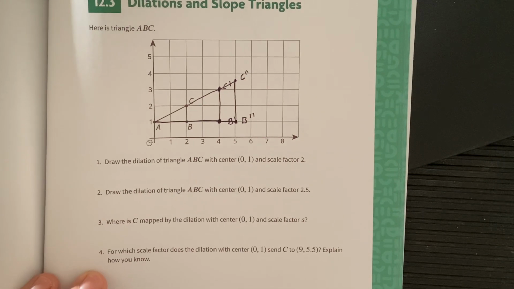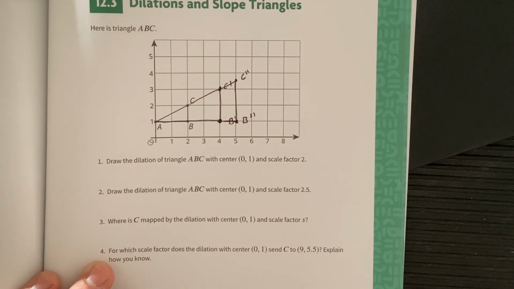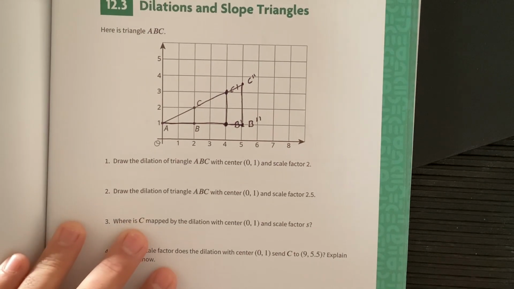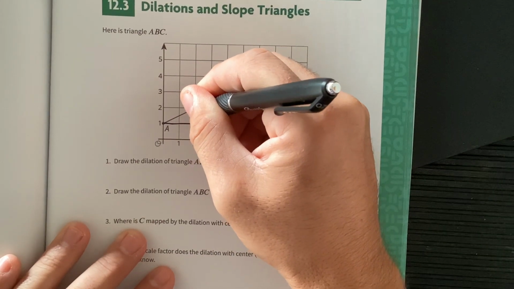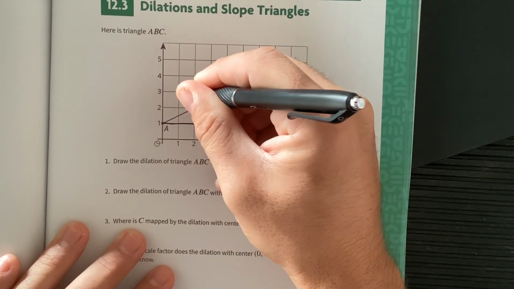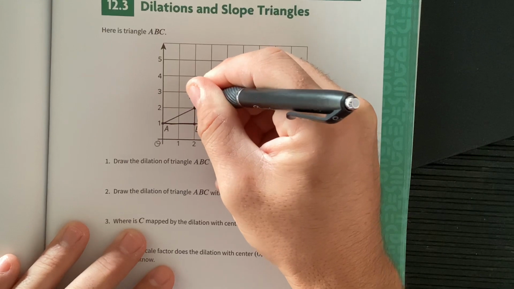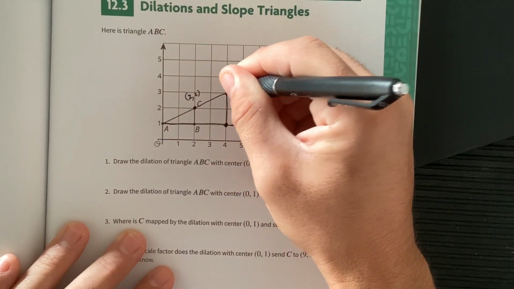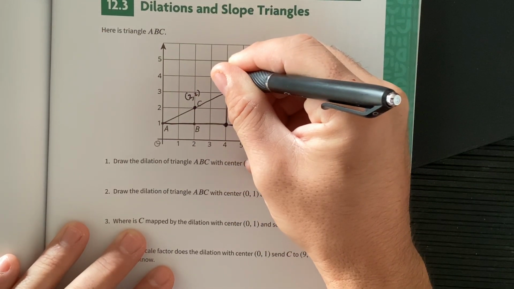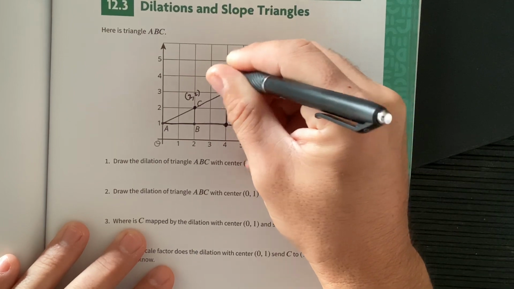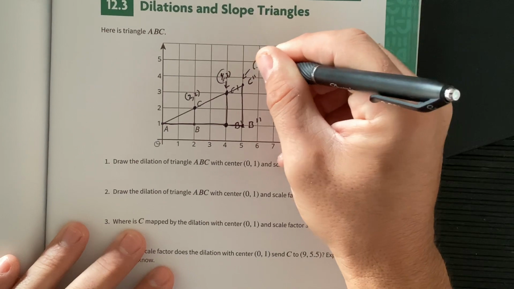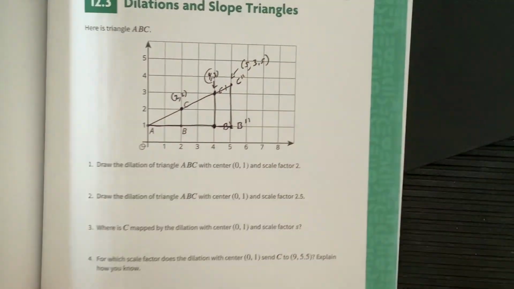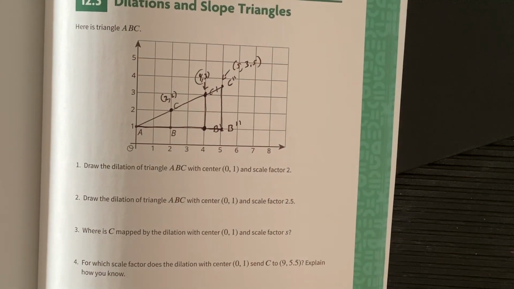Question 3, where is C mapped with a scale factor of S? So now it wants to know a little bit about where C is at. So I'm just going to mark what happened here. That is now at 4, 3. And here it is at 5 and 3.5.